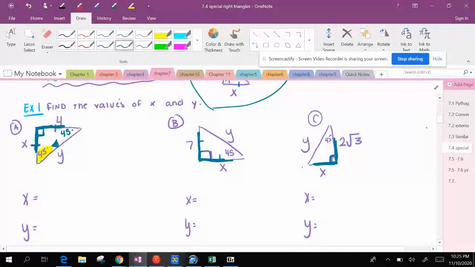First, we want to find the value of x and y. So we have to first identify which parts are the legs and which part are the hypotenuses. And for each one of these, I kind of highlighted where the legs are.